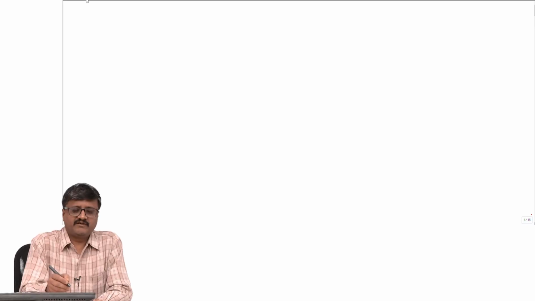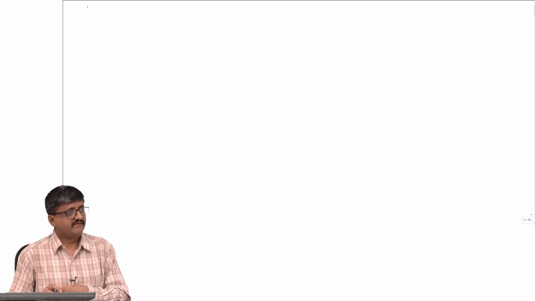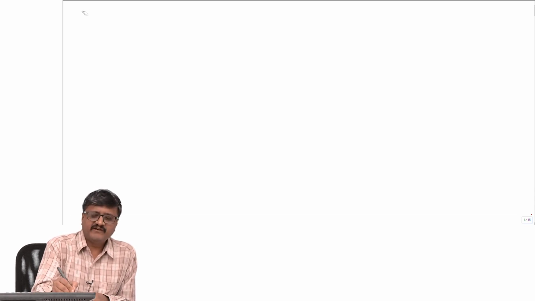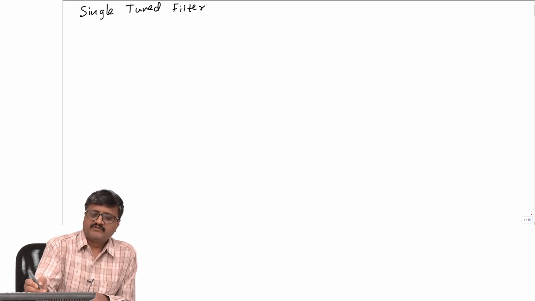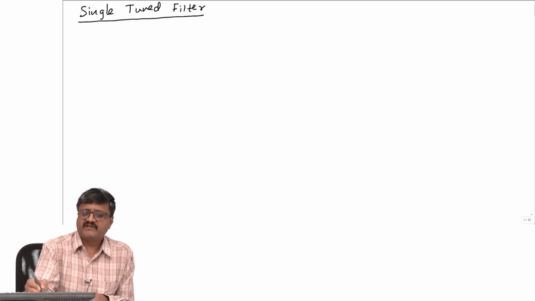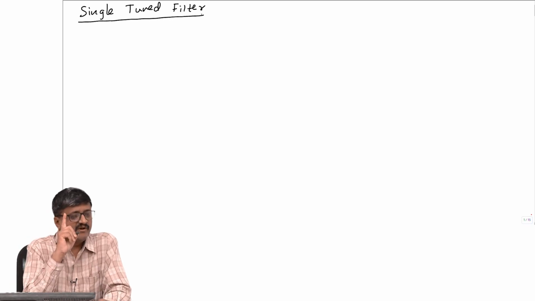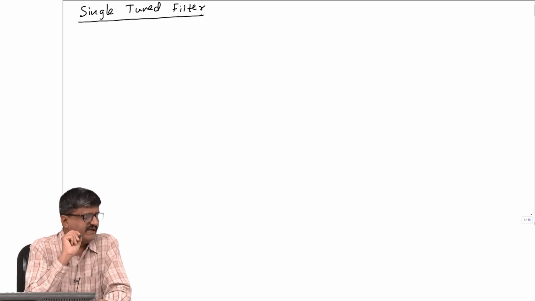In the last class we were trying to see the requirement of a filter because of the problems of harmonics. So, we will study a very simple design of what is known as a single tuned filter. As the name suggests, a single tuned filter is designed for minimizing one particular harmonic frequency. Single means one frequency, so it is tuned for one harmonic frequency.